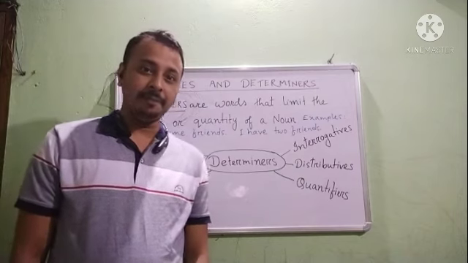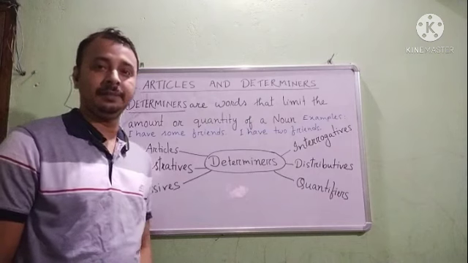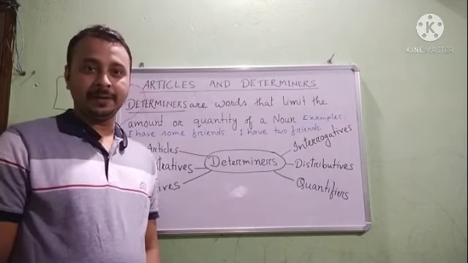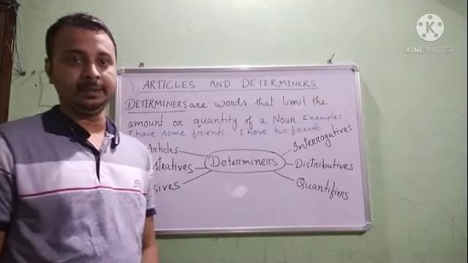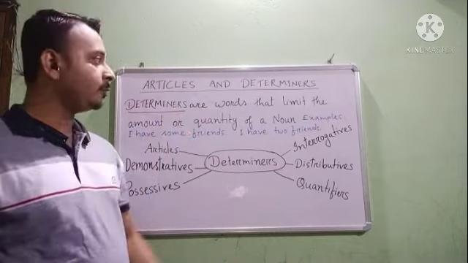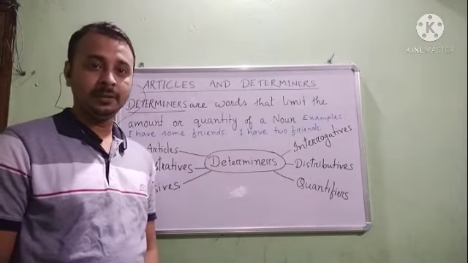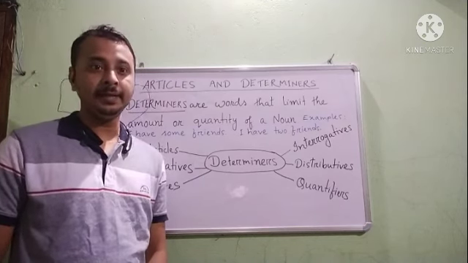Today I am with a new topic of grammar, and that is, as you can see on the board, articles and determiners. Actually, articles are also a part of determiners. So first of all, let's know what is a determiner. Determiners are words that limit the amount or quantity of a noun. So determiners put a limit on the quantity or amount of a noun.